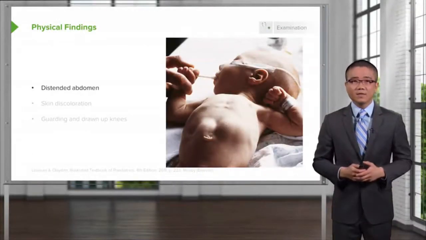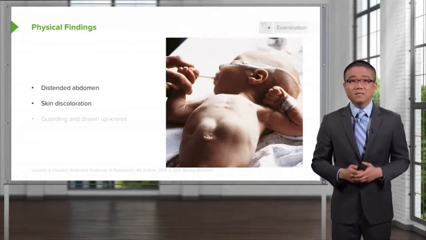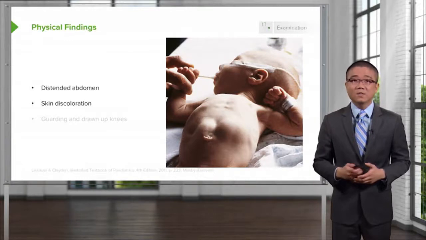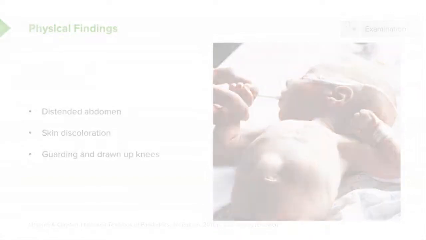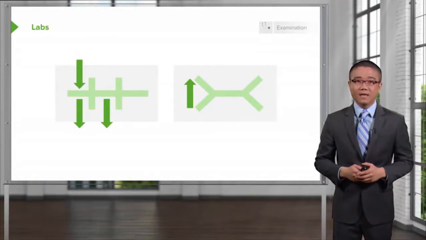What do the babies look like, and what are their classic physical findings? Babies may have distended abdomens. There may be skin discoloration if it's late. Again, when there are ischemic bowel changes, the skin may turn a little bit red. And babies may have guarding and drawn up knees. Unlike in other infantile small bowel obstructions, malrotation is considered a surgical emergency, and it's usually in babies who are a little bit older.